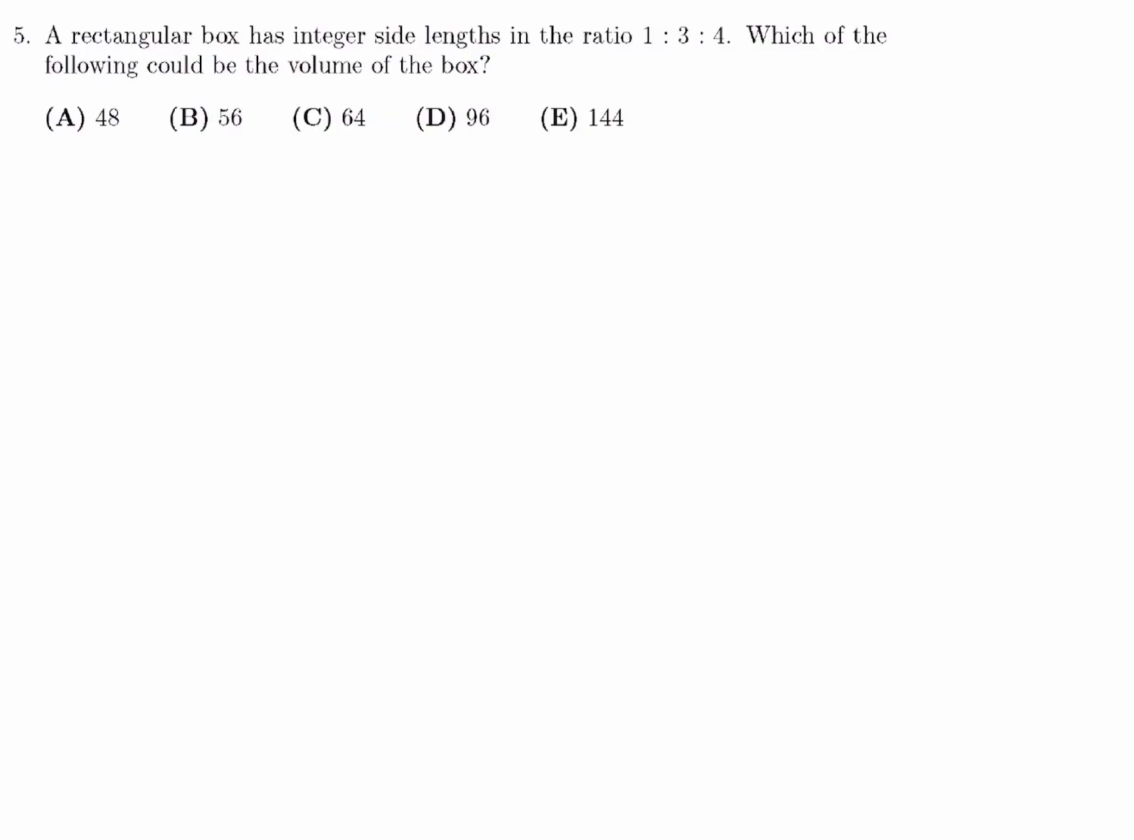A rectangular box has side lengths in the ratio 1, 3, and 4. Which of the following could be the volume of the box? Okay, well, the volume is always length times width times height. And they've told me that the dimensions are in this ratio. So the dimensions L, W, H, or whatever, it doesn't really matter, are of the form 1, 3, 4. So basically of the form x, 3x, and 4x.